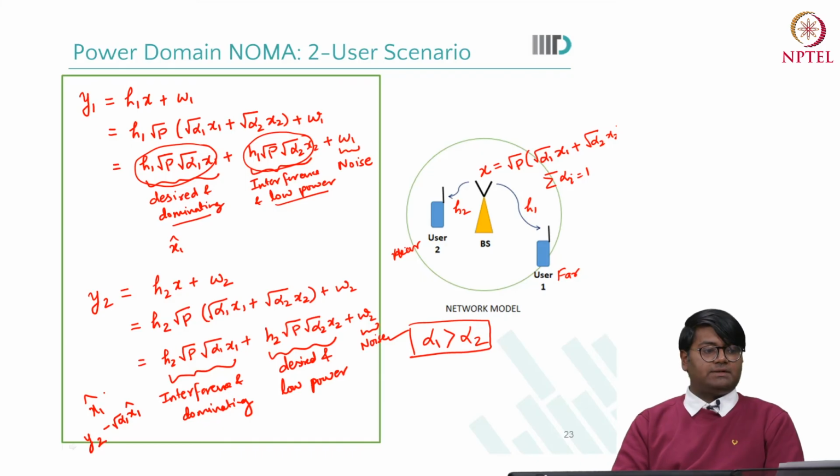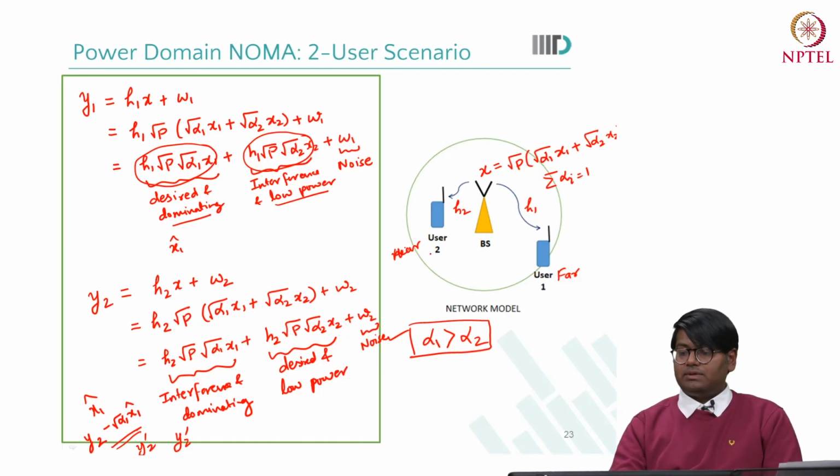We compute this estimate. So this y2 dash is decoded. This is nothing but my y2 dash. This y2 dash is decoded to obtain an estimate of x2. This is how we perform the successive interference cancellation at user 2. So this is the performance of power domain NOMA, how the power domain NOMA is employed for a 2-user scenario.